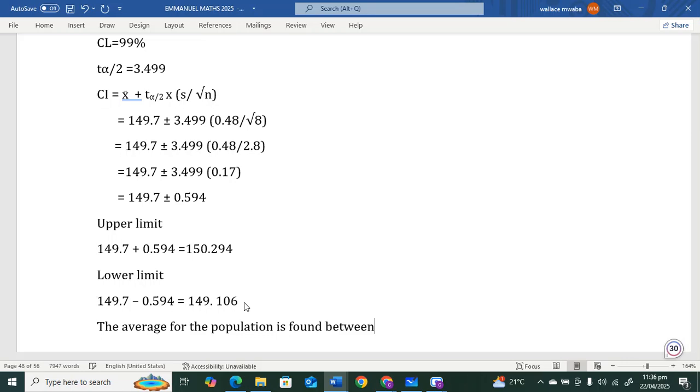This is the range in which we find the average for the population, so between 149.1 and 150.294. For all those 18 bags of cement, if we measured all of them, the average is going to be between this range.